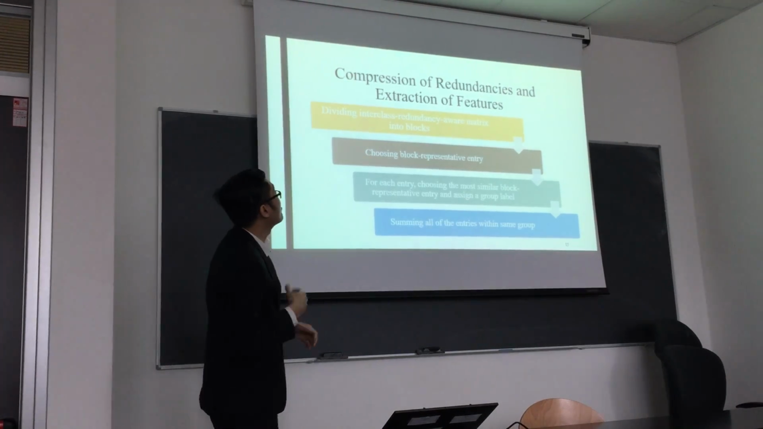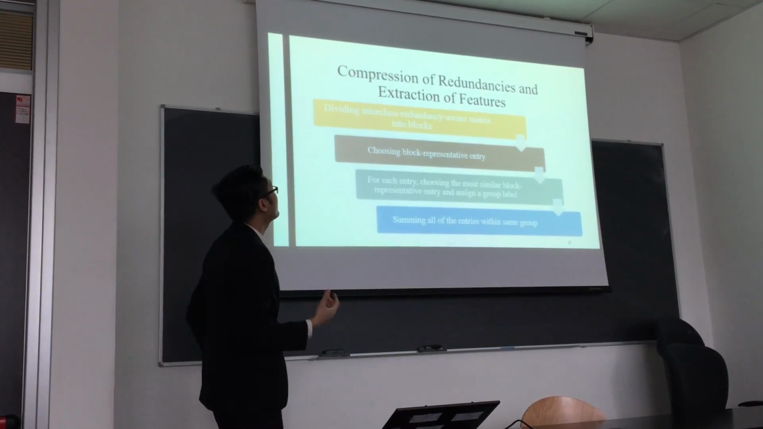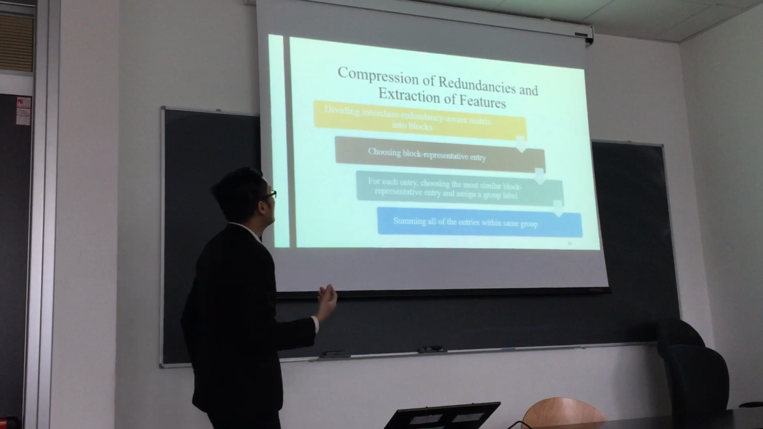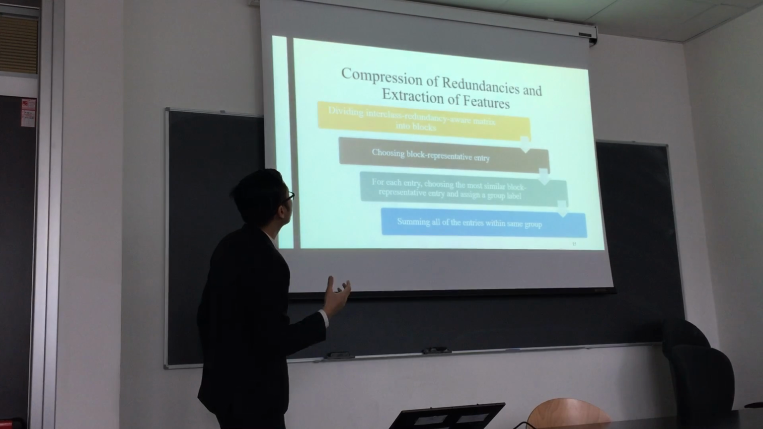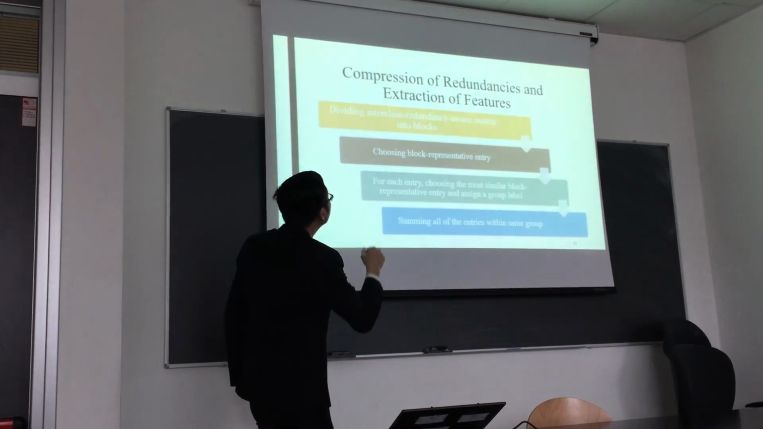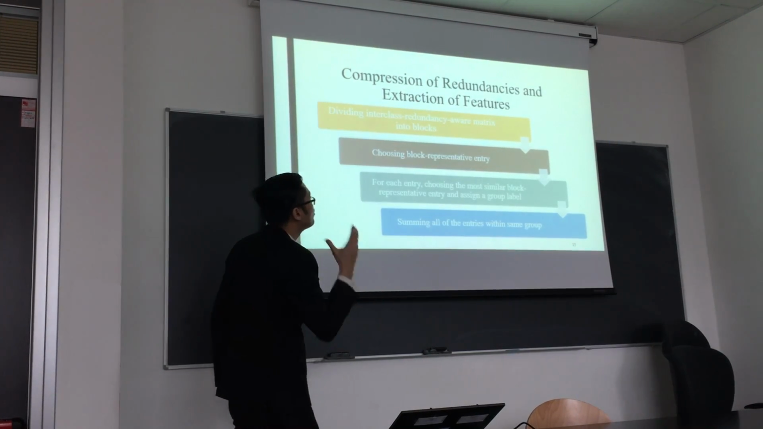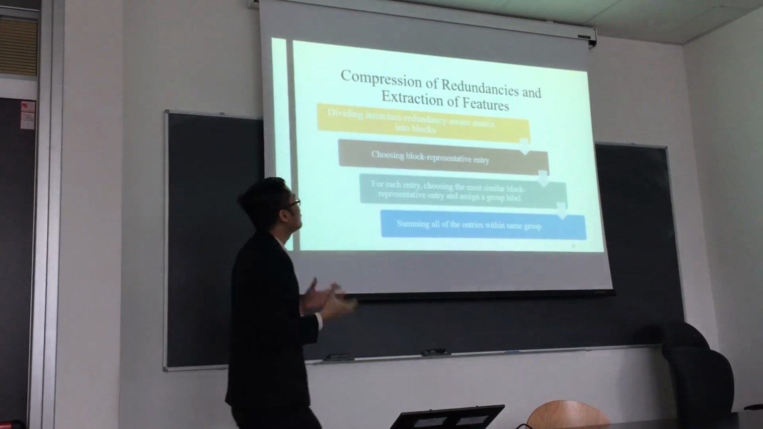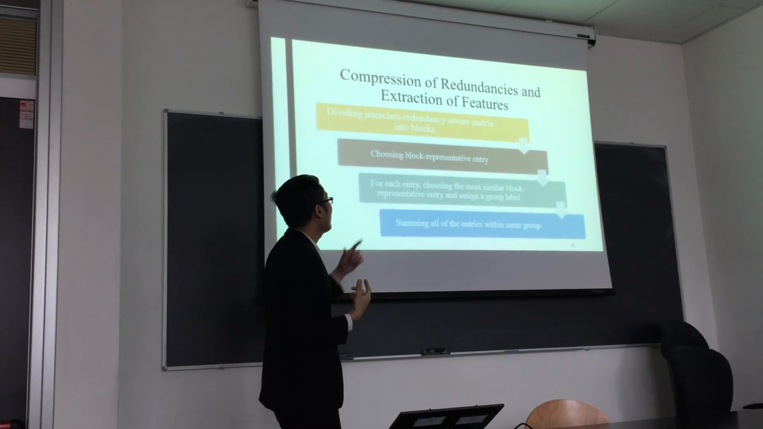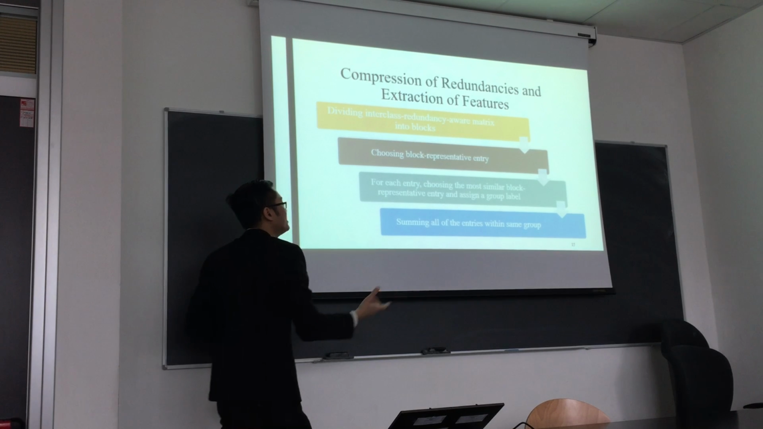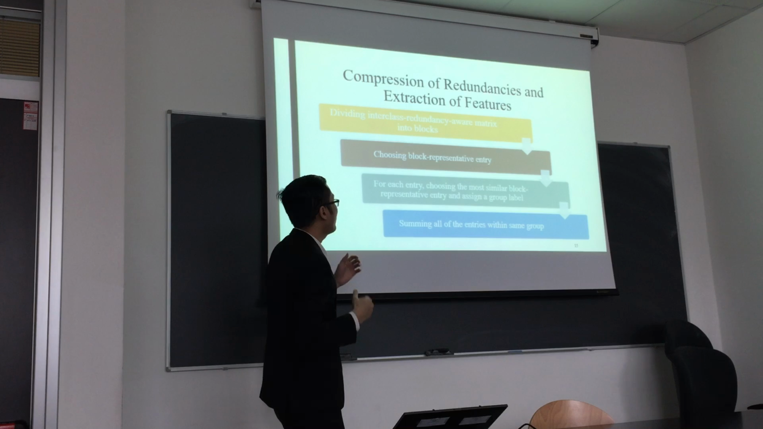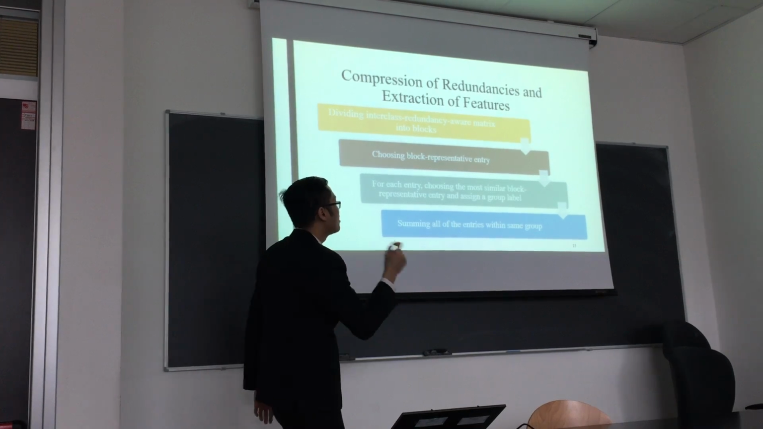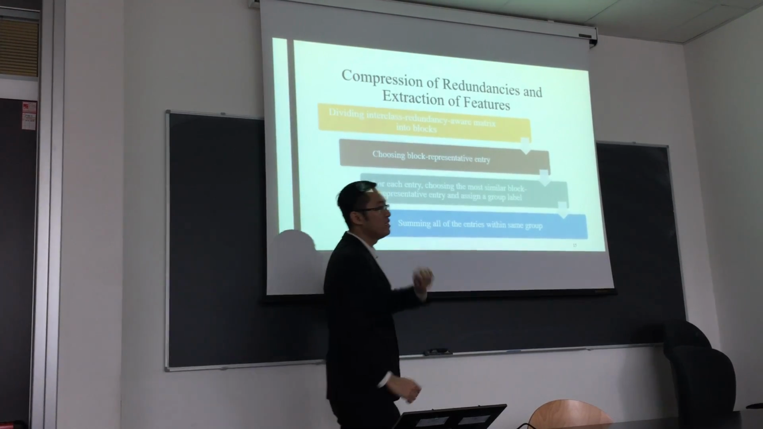Now moving to the compression of redundancy and feature extraction. This step has 4 main substeps. The first is dividing the interclass redundancy aware matrix into blocks, and then choosing the block representative entry, and then for each entry choosing the most similar block representative entry and assigning a group label, and then summing all of the entries within the same group.